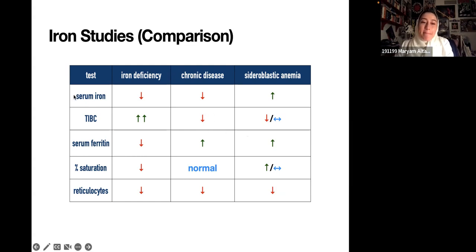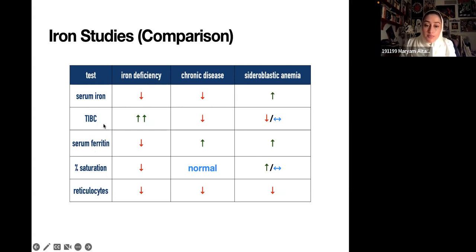But so serum iron in iron deficiency and anemia of chronic disease is going to be low, okay? However, in iron deficiency, total iron binding capacity is high, right? Because your body's trying to grab onto more iron, okay? In anemia of chronic disease, it's going to be decreased because your body's in a state of inflammation. It doesn't want to bind more iron for the bacteria to use, right?